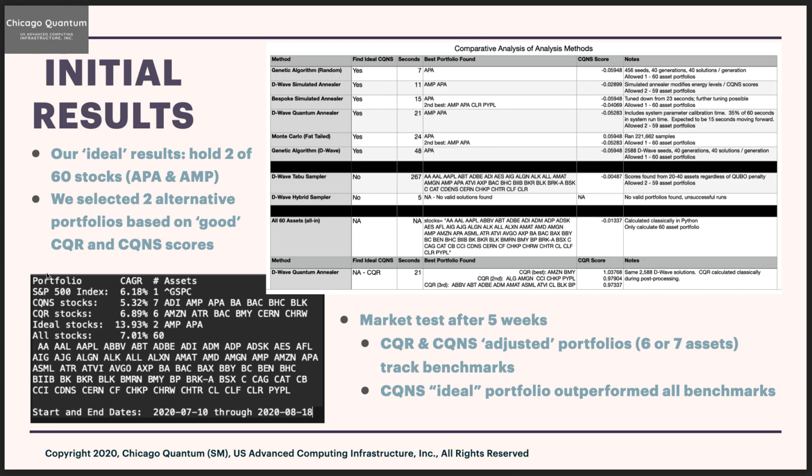Now, if you look to the lower left, you see that the ideal stocks, which in this case are AMP and APA, again, Ameriprise and Apache, returned almost 14% during the last 5 weeks. All the 60 stocks returned 7. Our CQR portfolio returned right about 7. The S&P is 6.2, and the CQNS stocks 5.3. So we're kind of in the market range when we allow ourselves to use larger portfolios.